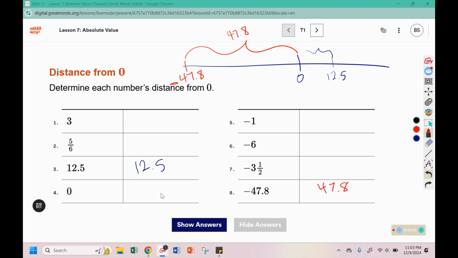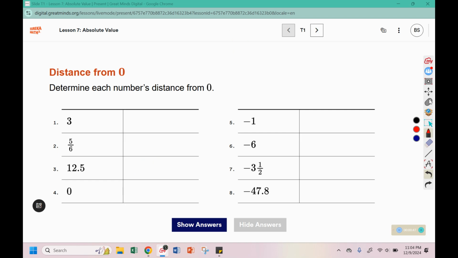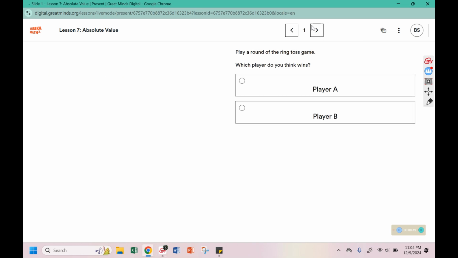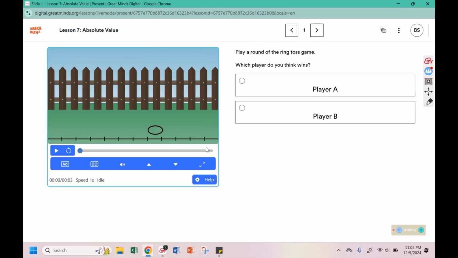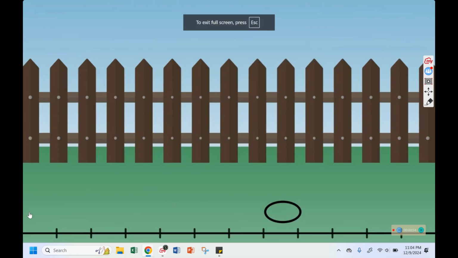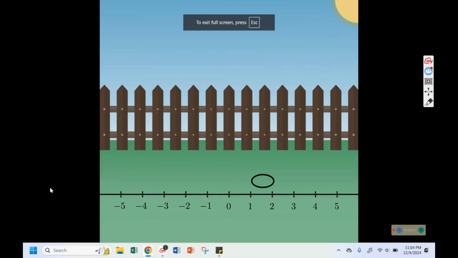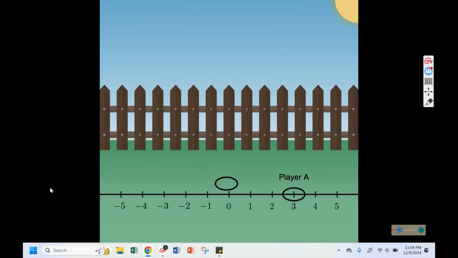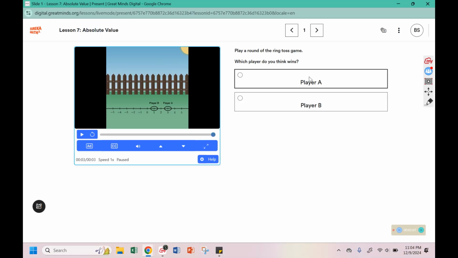Fill in the remaining distances from each of these values to 0. Play around with the ring toss game. Which player do you think wins? Player A landed on 3 and player B landed on 1. So I think player A wins because that's the greater score. Nope. It says player B wins.